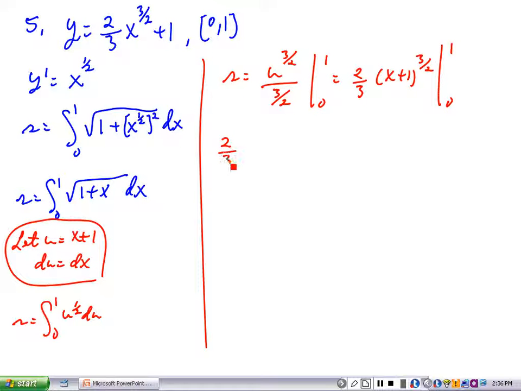So we have 2/3. We evaluate the x at 1. That gives us 2 to the 3/2. Then minus, evaluate the x at 0. So we get 1 to the 3/2 power. So we get 2/3 times that 2 to the 3/2. That's the same thing as 2 times the square root of 2. And then this minus 1. And that's the answer.